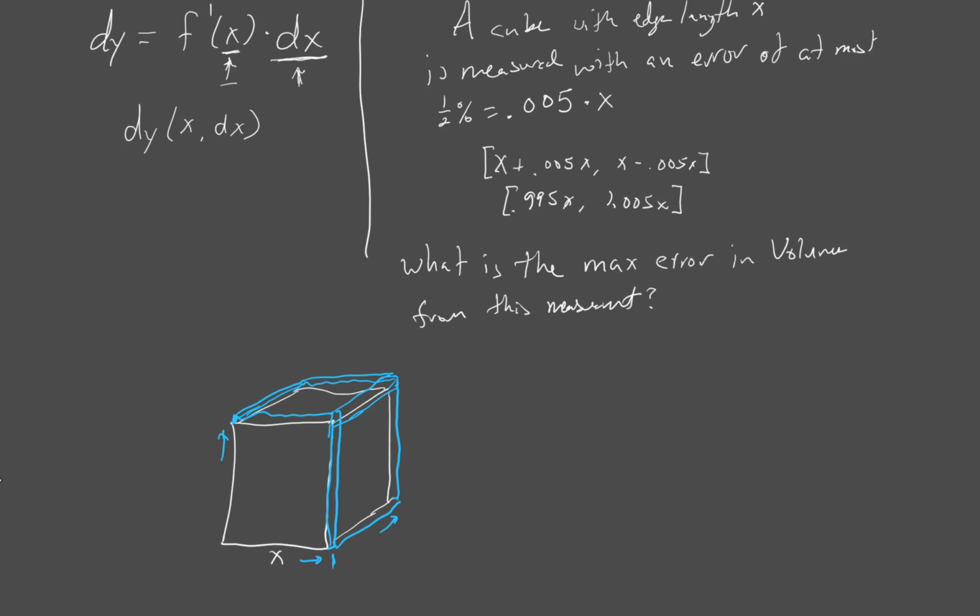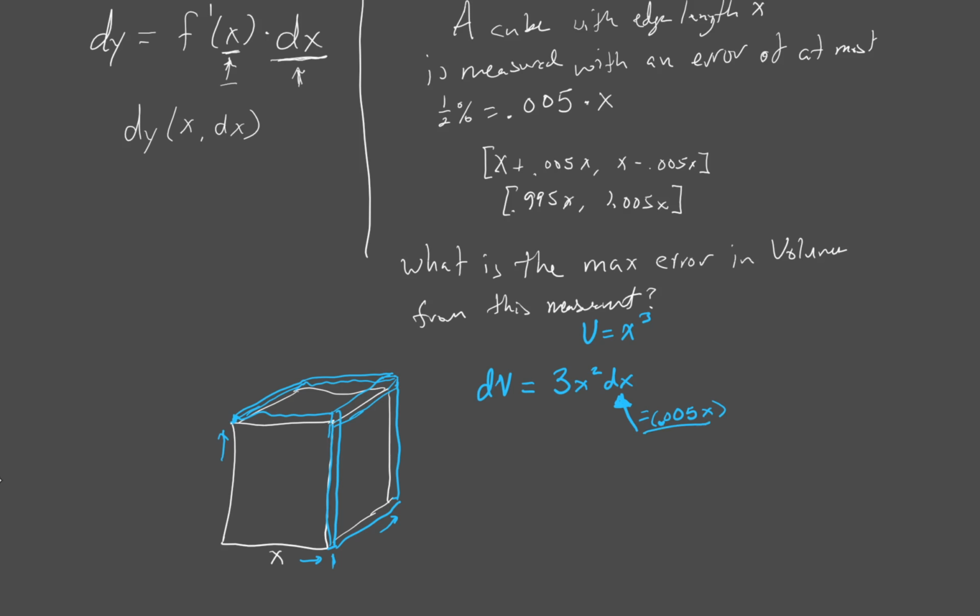Okay, so we know that dV is equal to, well, V is x cubed, so dV is equal to 3x squared dx, right? And dx is how much the x value can change in sort of absolute terms. So this is equal to 0.005x, 0.5%. That's how much dx could be, right? That's how big dx could be.